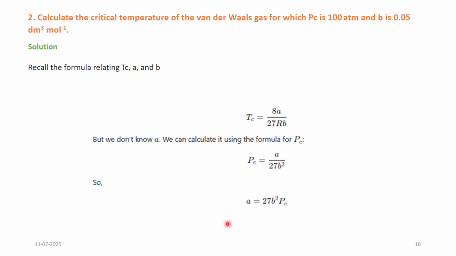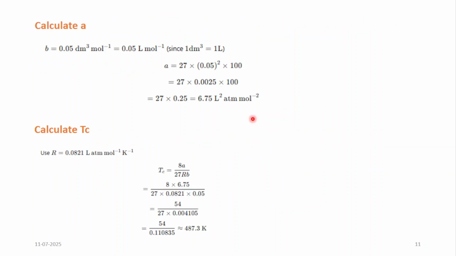Problem 2: calculate the critical temperature of the van der Waals gas for which PC is 100 atmosphere and B is 0.05 decimeter cube per mole. Here B and PC are given. You have to calculate the critical temperature, that is TC. So if B and PC are given, then from this relationship you can find A. A is equal to 27 B square PC. If you know A, then using this relationship you can calculate TC.